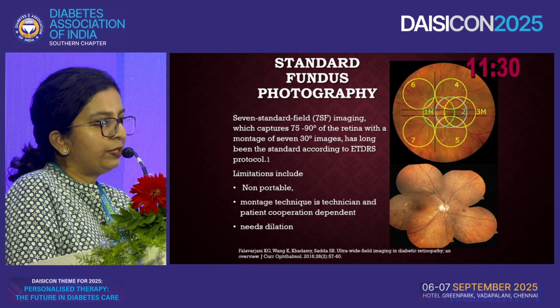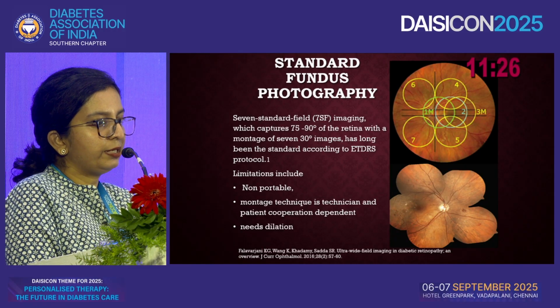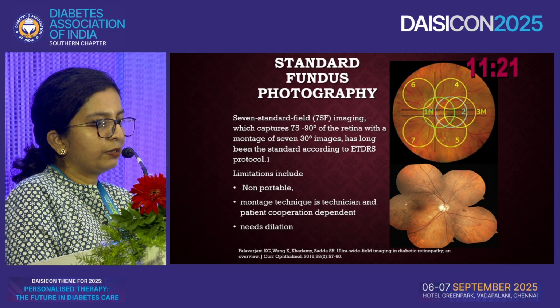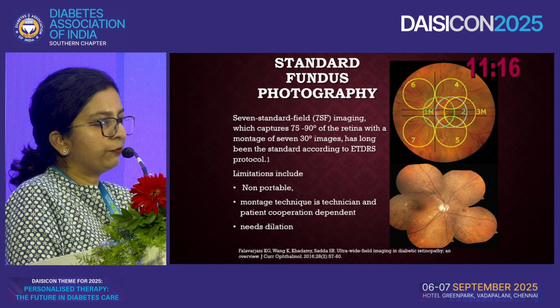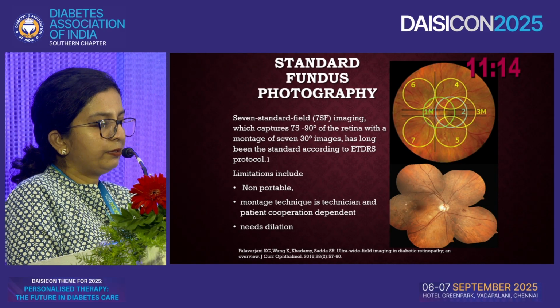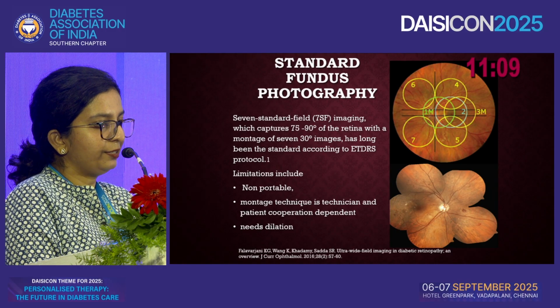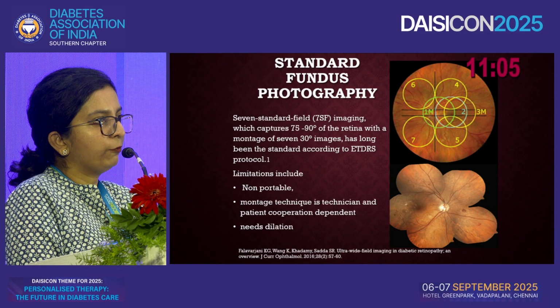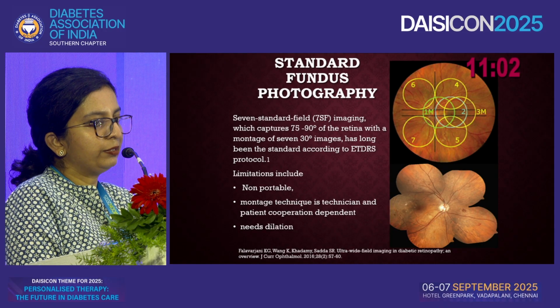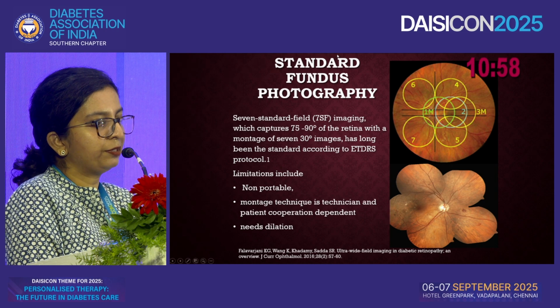Standard fundus photography is what is ideally done according to the ETDRS protocol, where we take a montage of around 7 pictures covering the various quadrants of the retina, and this will cover at least 90 degrees of the retina. Similarly, these also have some limitations: this needs dilation, and it is more technician and patient cooperation dependent. And the cameras are non-portable, so this might not be useful when we are screening a large number of patients in a camp setup or elsewhere.